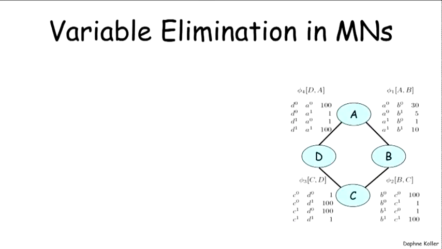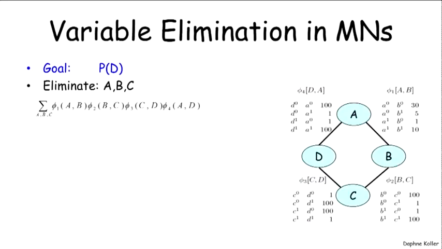So let's see whether the same idea applies to Markov networks. So here's our simple Markov network with 4 variables. Let's imagine that our goal is to compute P of D. And so in order to do that, we need to eliminate A, B, and C from the unnormalized measures. So we have this being the unnormalized measure, and we're summing up over A, B, and C. And the process works in exactly the same way.